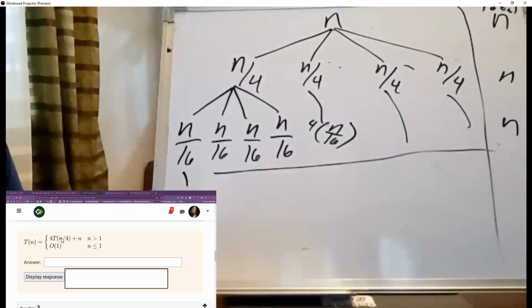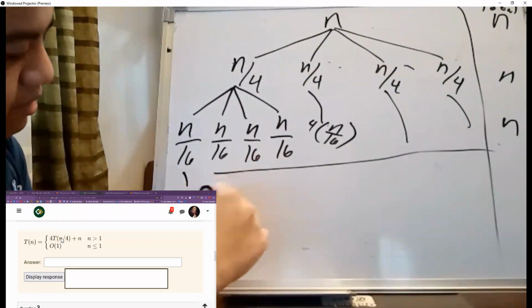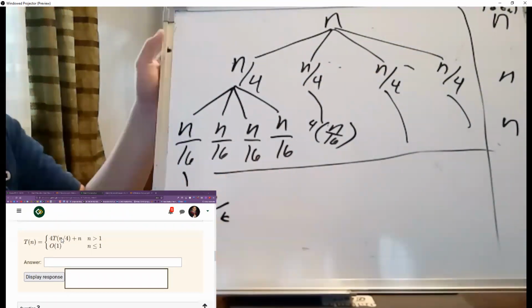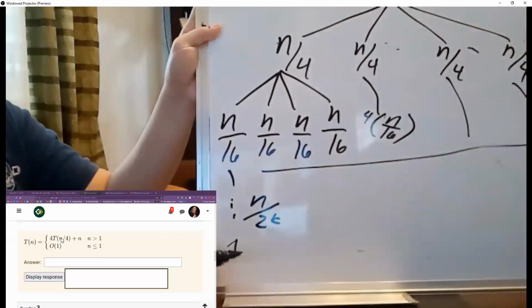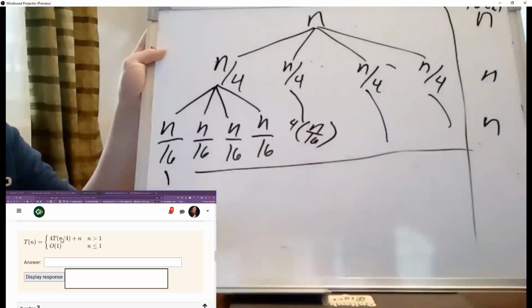Eventually, kahit anong level na makita natin dito, for example, n over 2 to the k. Kung meron tayong level na n over 2 to the k. Sulat ko na lang ulit.